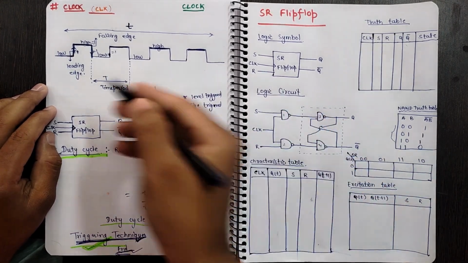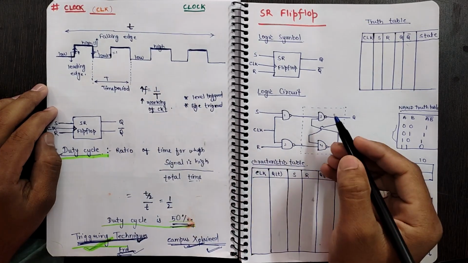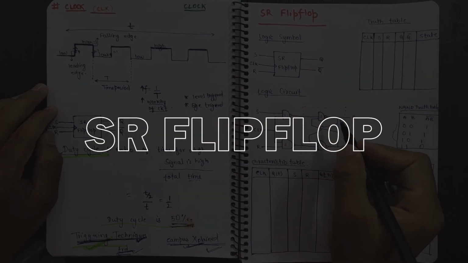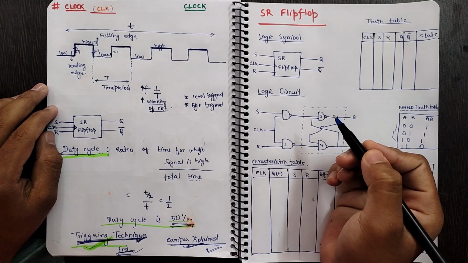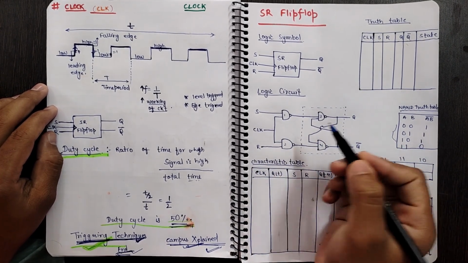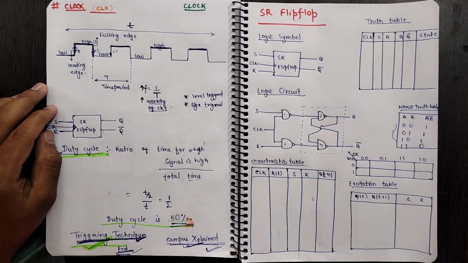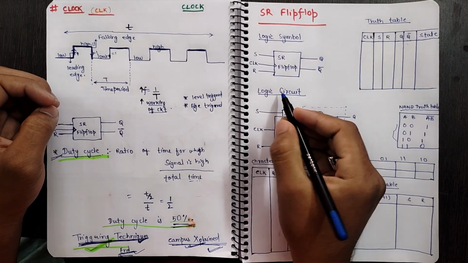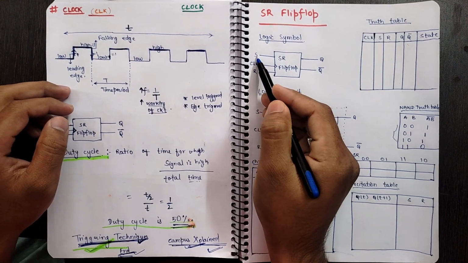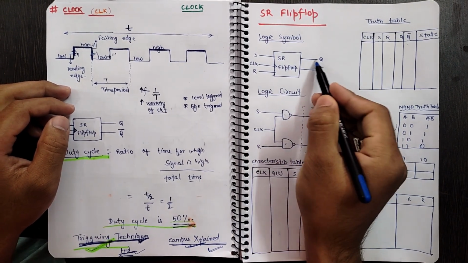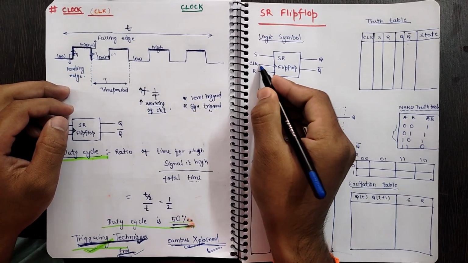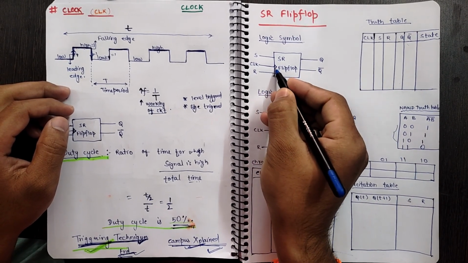In the previous video we have dealt with clocks. Now in today's video we will deal with SR flip-flops. We will see how to design the SR flip-flop using NAND implementation, and then we will see about NOR implementation. Talking about the logic signal, it takes two inputs S and R, that stand for set and reset, and it gives outputs Q and Q bar, and it takes one more input that is called clock.